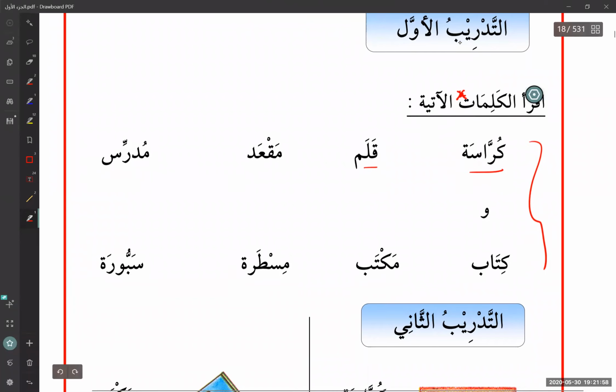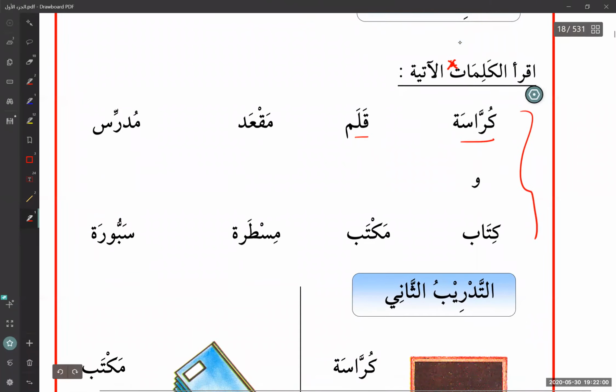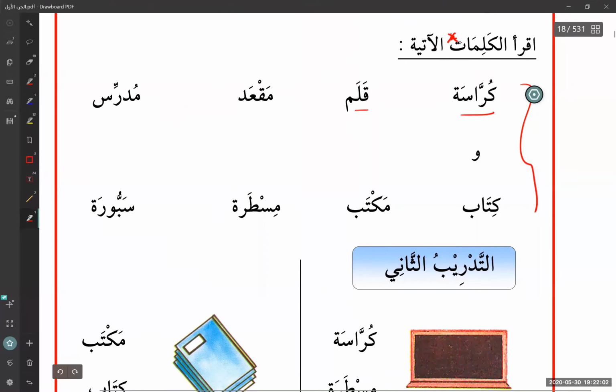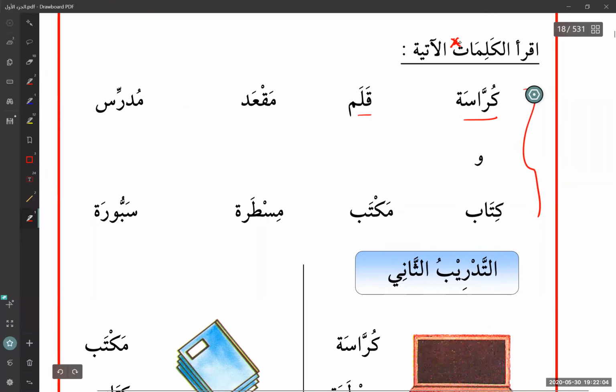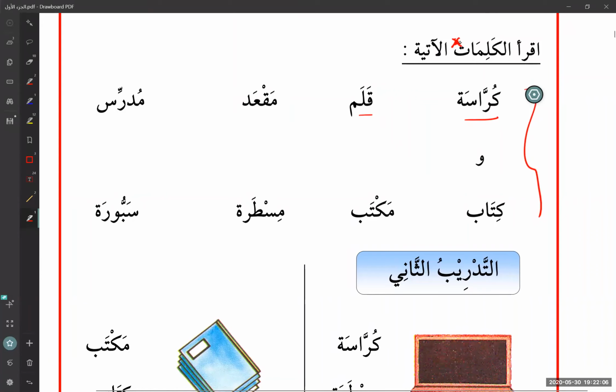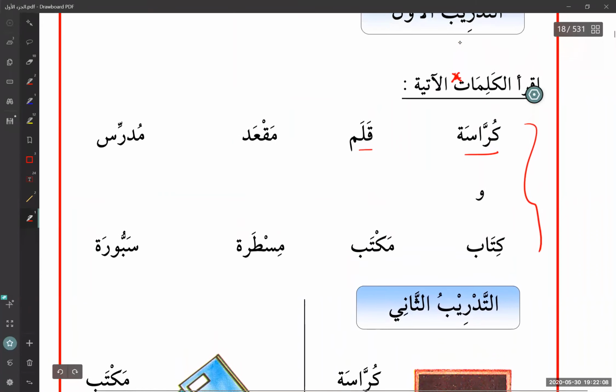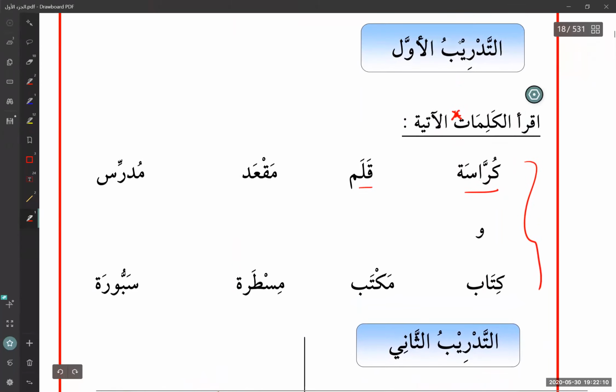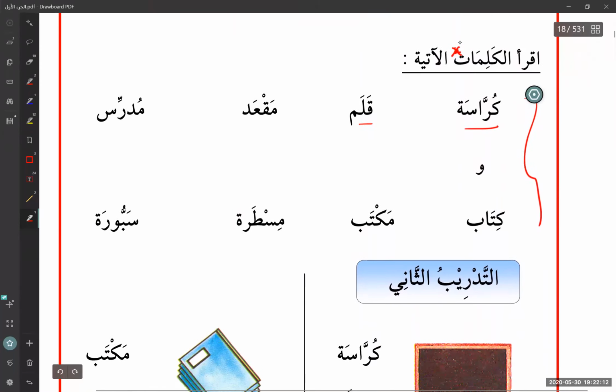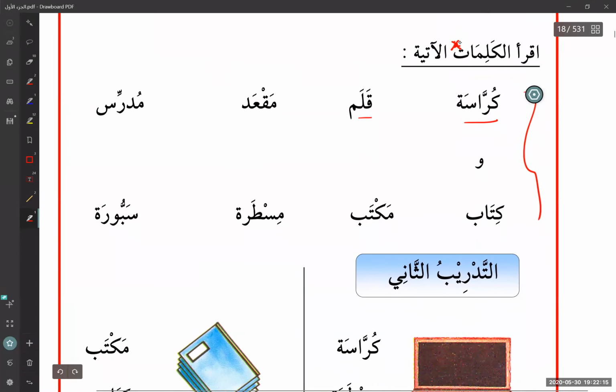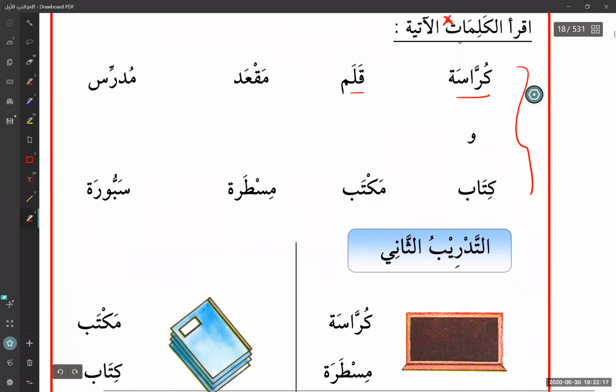This is not a tajweed class or an Arabic reading class. We're trying to memorize these vocabularies. Make sure you memorize these words, and every time you read them, you try to understand what they mean. So we have kitab. What does kitab mean? Kitab means a book.